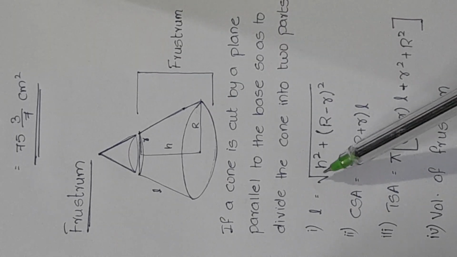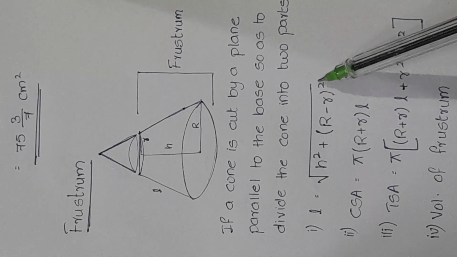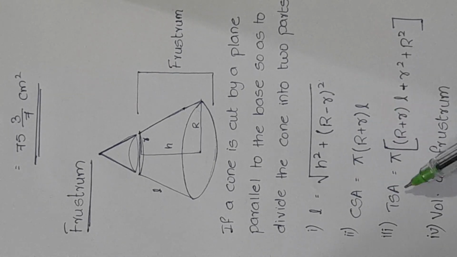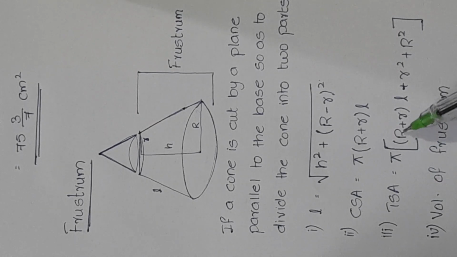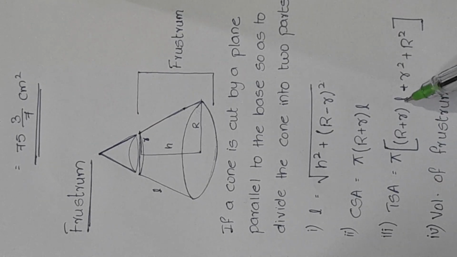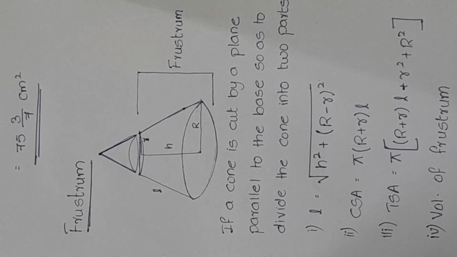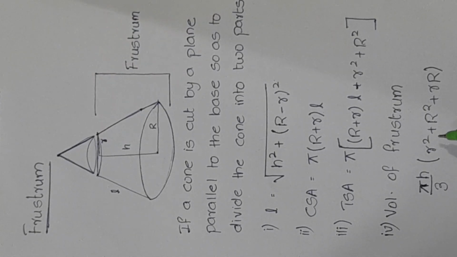Now the slant height formula is root of h square plus capital R minus small r, whole square. Curved surface area is pi into small r plus capital R into L. Total surface area formula is pi into capital R plus small r into L, plus small r square plus capital R square. Now the volume of the frustum formula is pi h by 3 into small r square plus capital R square plus small r into capital R.